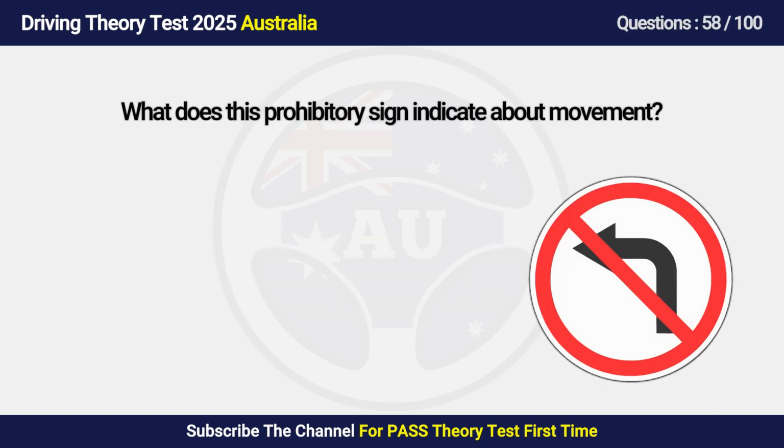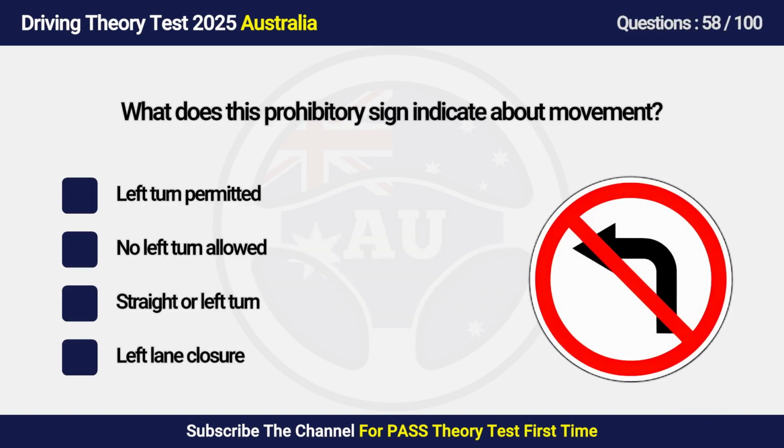Question 58. What does this prohibitory sign indicate about movement? A. Left turn permitted. B. No left turn allowed. C. Straight or left turn. D. Left lane closure.